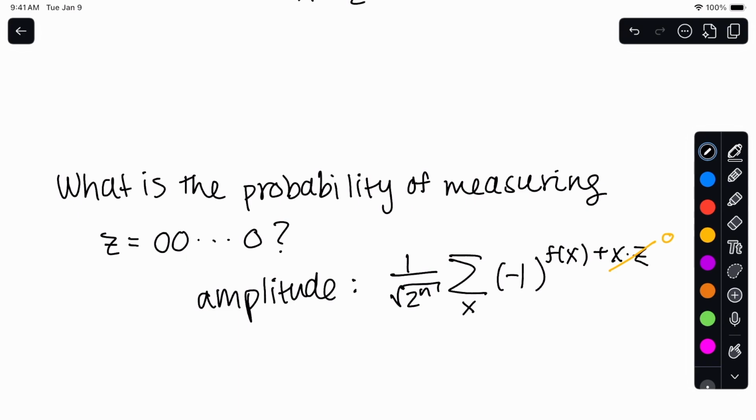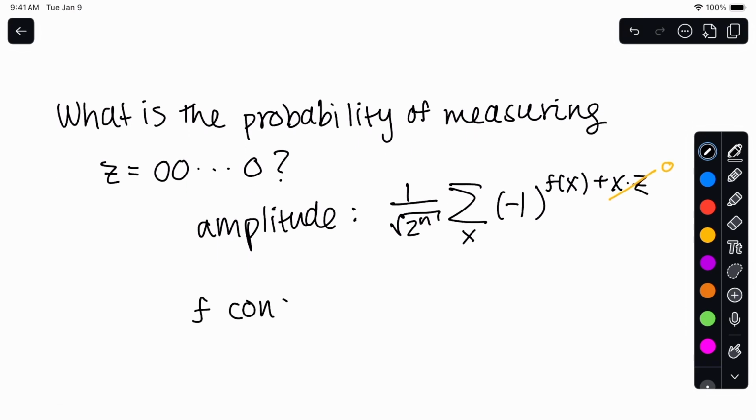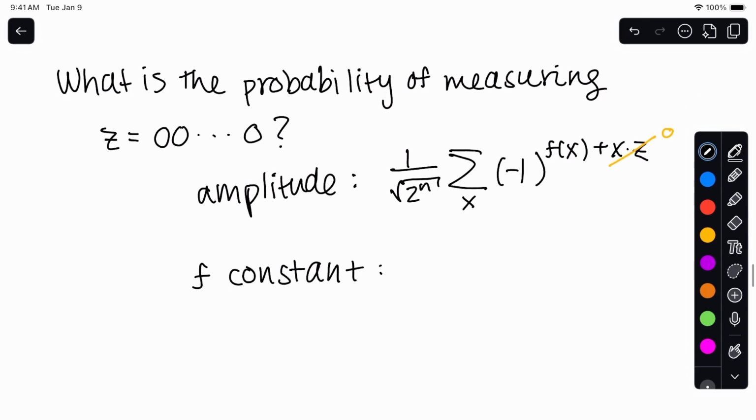So if f is constant, then either f of x is always 0 or f of x is always 1. And those minus 1s and 1s are going to add up constructively. So we'll either end up with 2 to the n copies of minus 1 or 2 to the n copies of 1. So with that, we're going to get that the probability of measuring that state is 1.